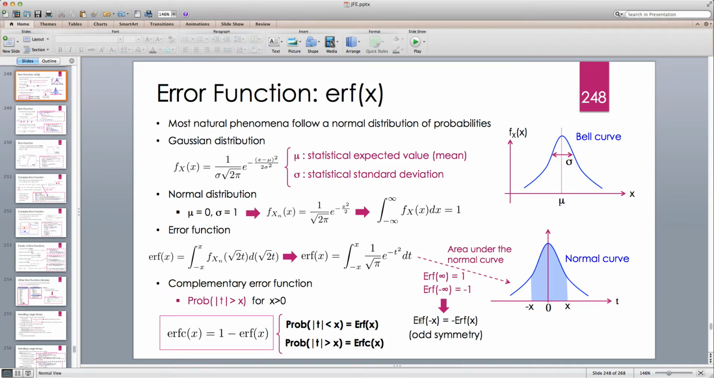And in general, we can see that the error function has an odd symmetry. Obviously, if I replace x with negative x, the error function of negative x becomes minus the error function of x.